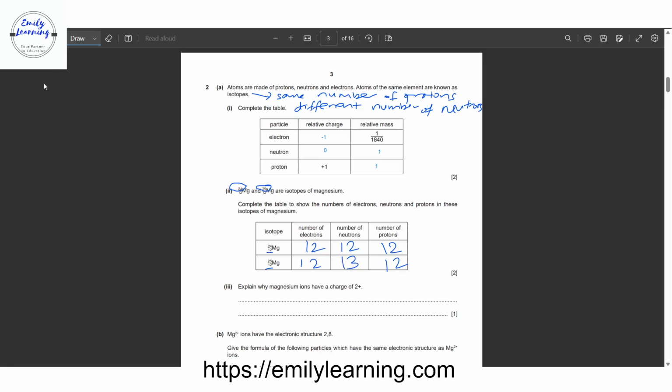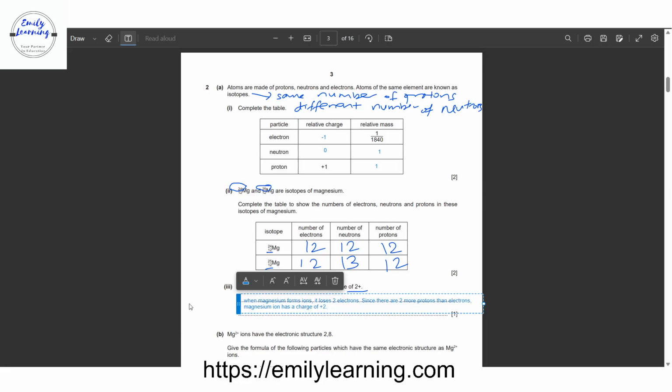Moving on to part 3, explain why magnesium has a charge of +2. So what you need to say, you need to explain a charge of +2. So talk about the magnesium. When magnesium forms ions, it loses 2 electrons. Since there are two more protons than electrons, the magnesium ion has a charge of +2.